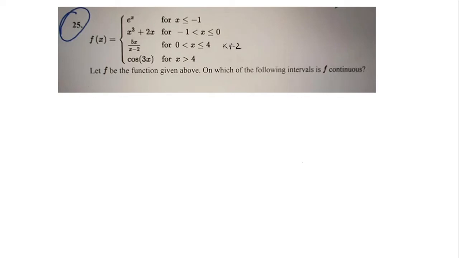Okay, next, we want to make sure that the endpoints meet. In other words, they better have the same y value at the endpoints. So if we look at e to the x and x cubed plus 2x, the endpoint that they share in common is the -1. So at x equals -1, we want to make sure that e to the x is equal to x cubed plus 2x. So if I plug in -1, I have e to the -1 is equal to -1 minus 2. Well, that's not true. So because they don't meet at the endpoints, we know that it's not continuous at x equals -1.